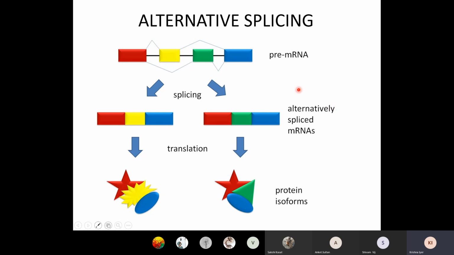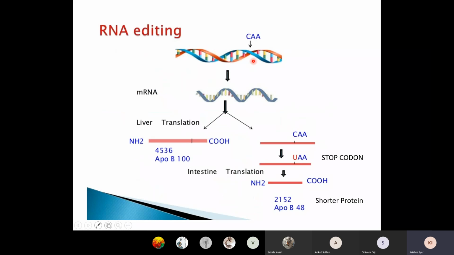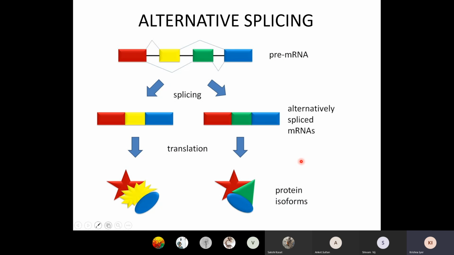So see what has happened. We have seen mRNAs which are spliced alternatively, where it is not only removal of introns, but in some cases exons are also swapped, and you end up getting two different proteins from the same pre-mRNA. This is different from RNA editing. There it's a very specific single nucleotide change, which is therefore referred to as RNA editing. Here it's a more gross change where different pieces are joined together.